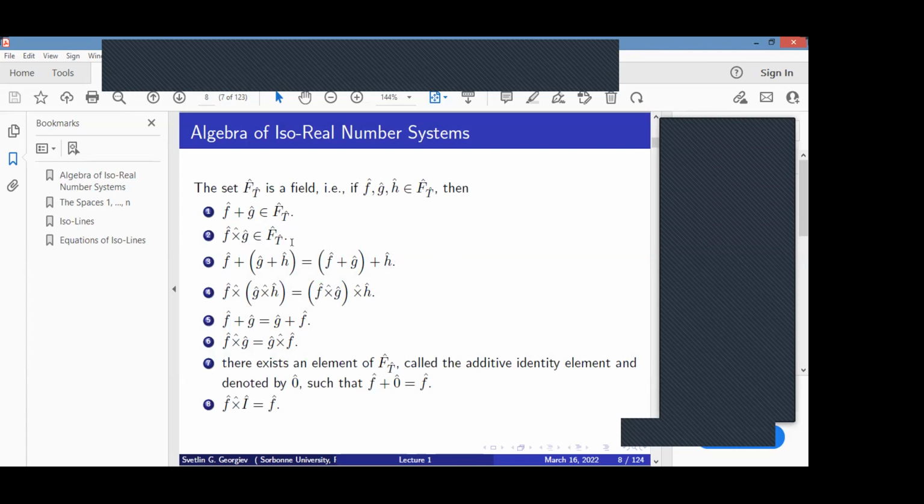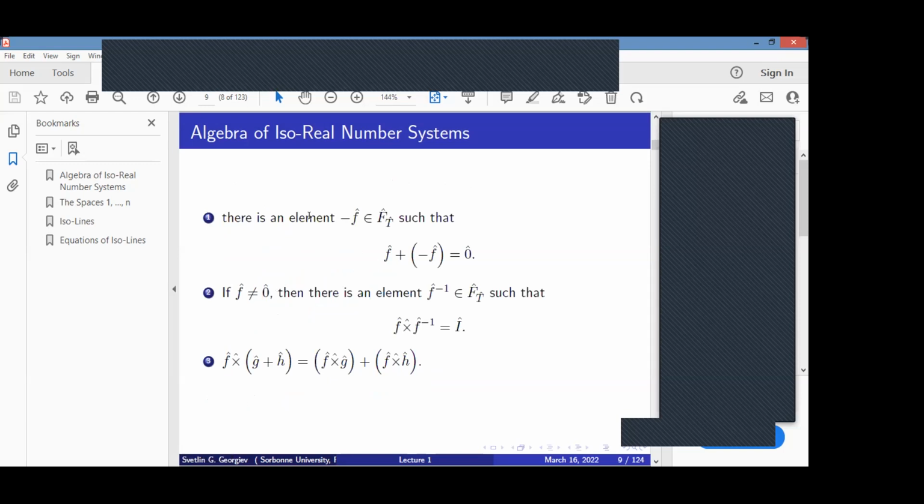We have the associativity property for the iso addition, and the associativity property for the iso multiplication. We have the commutativity for iso addition and commutativity for iso multiplication. Here, the iso neutral element, which is denoted by hat 0, coincides with the classical neutral element. But when we have iso multiplication, the iso neutral element is the defined iso unit. For any iso number hat A, there is the iso number minus hat A, for which the sum of hat A and minus hat A is equal to hat 0.